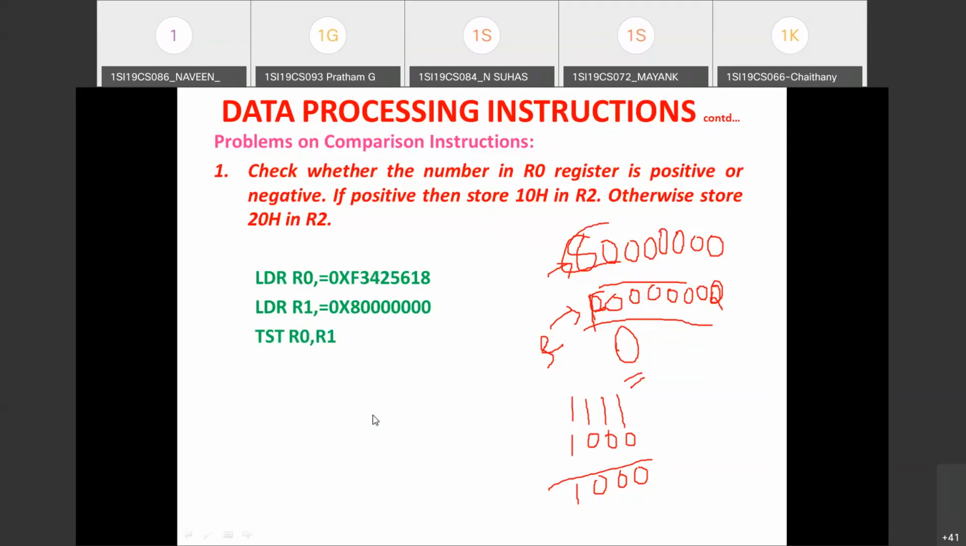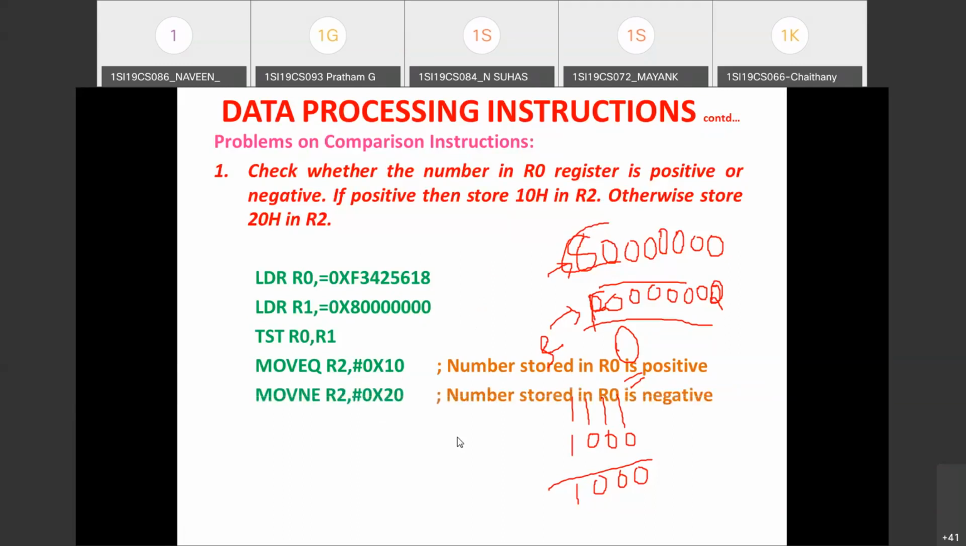Now then, I'll use the conditional attribute MOVEQ. That means if the Z flag status is 1, then we can interpret that the number held in the R0 register is positive. So as per the question, we are going to store 10H in the R2 register. Otherwise, if the result is non-zero, where the Z flag status is 0, in that case we are going to store 20H in the R2 register. Are you getting how it performs the test operation?